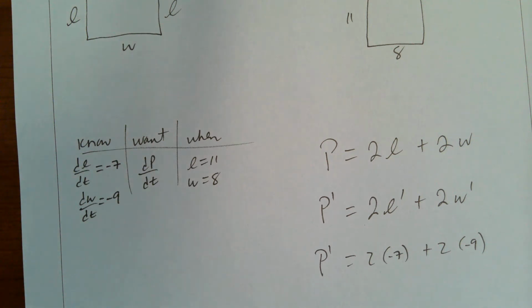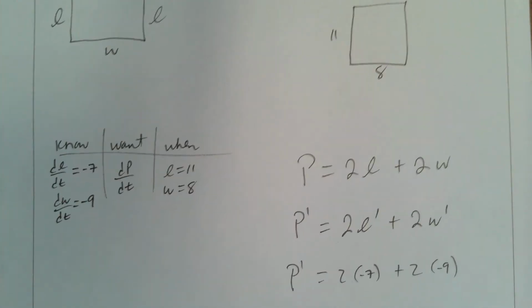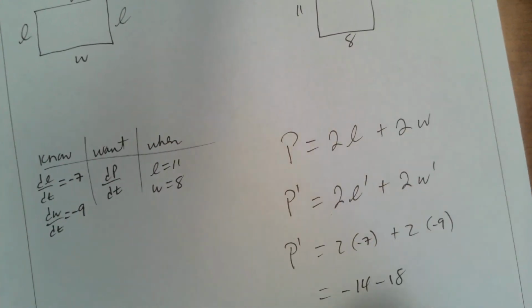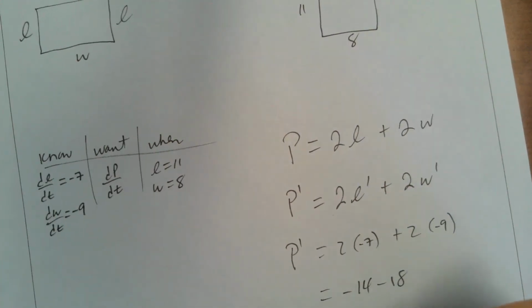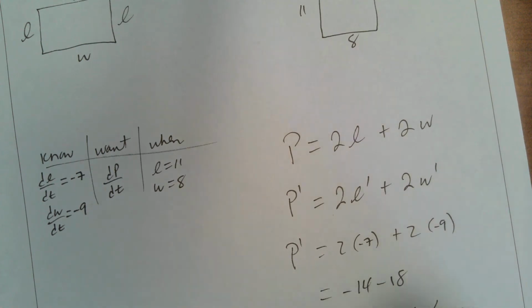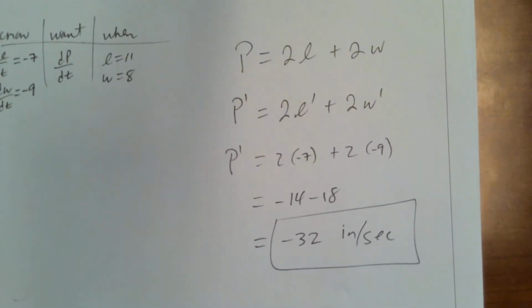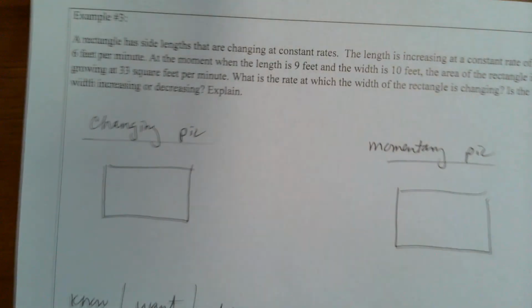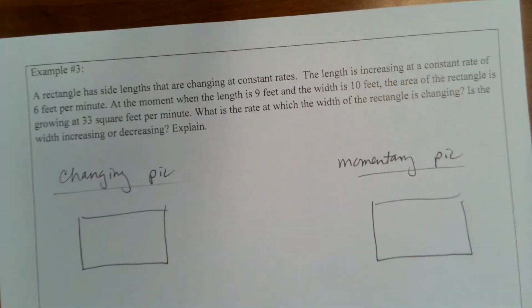Yeah, so what we end up with here is -14 minus 18, -32 inches per second, right? I think. Yes. Inches per second. What was my first one? That was my first one. Yeah. Alrighty, one more. Okay.